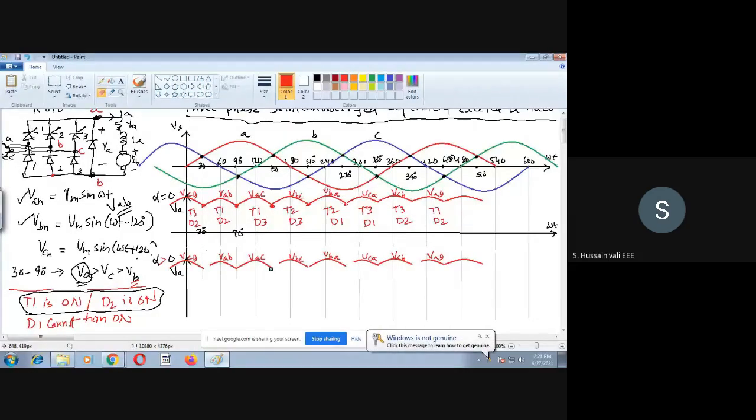You will force that one to become 0. So this is what exactly happens in this case. Because why I'm saying is that the output voltage, what will happen when the thyristors T3 and D2 are conducting. So T3 is here, D2 is conducting. So when they are conducting, you will find out this thing.